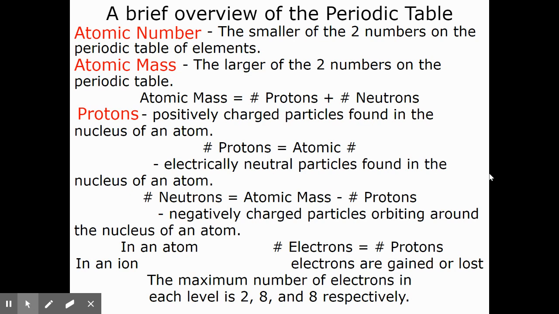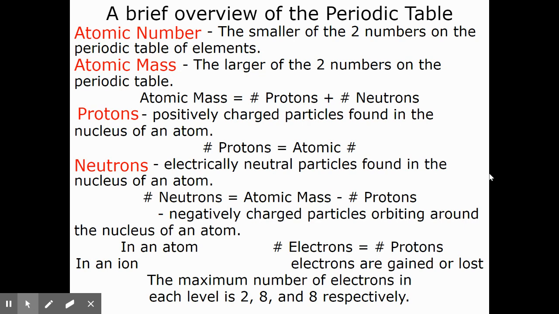Right? Now, the other particle that's in the nucleus is your neutron. This is called a neutron because it has a neutral charge. It doesn't have any charge. All right? If you want to find out how many neutrons you have in your nucleus, take your atomic mass, which is the bigger number, and subtract off your protons, which is the atomic number. So atomic mass minus atomic number equals your neutrons.